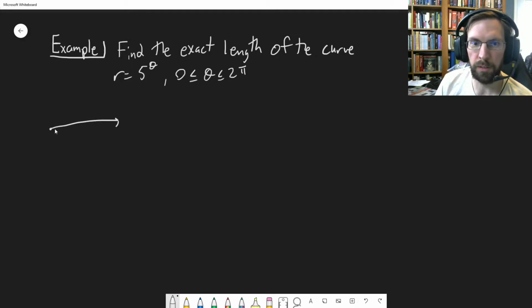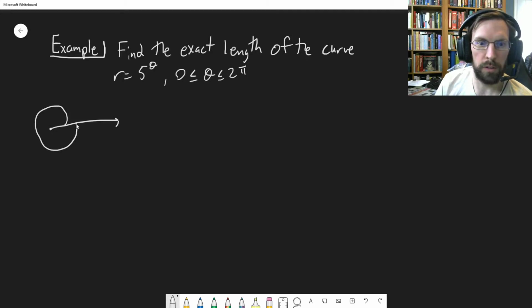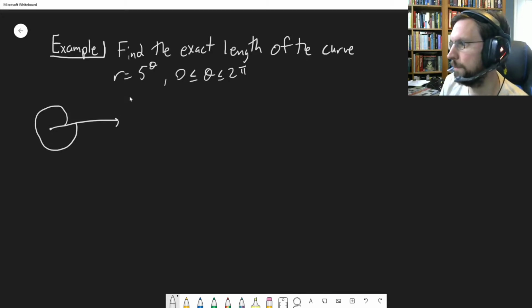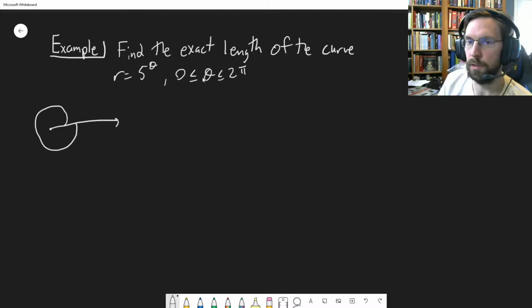When theta equals 0, r is 1. As theta increases, r also increases. And so it should look something more or less like this. It goes around one time, from 0 to 2 pi. Okay, so we want to find the exact length of this curve.